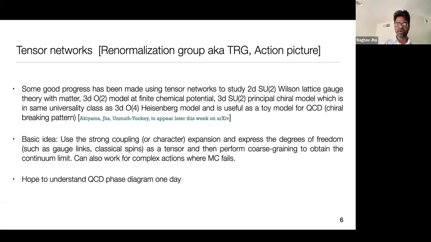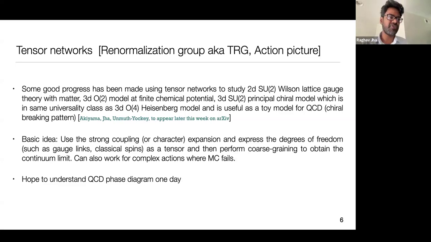Now we come to the renormalization group, or the partition function picture, or also I call it the action picture. Before, if you want to study a quantum Ising model, you use the MPS method. If you use some quantum spin system, you use that. But say, for example, I want to work with some Euclidean lattice field theory.